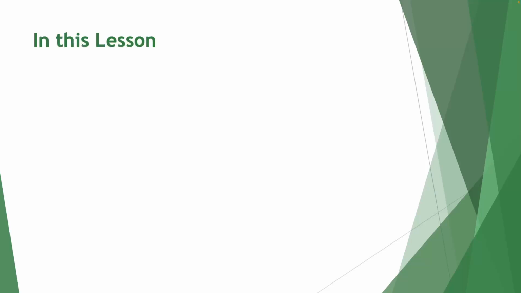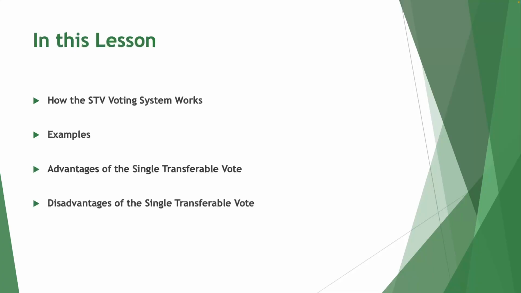This lesson specifically then is going to focus on how the STV voting system works, think about some of the key elements and key features associated with it, before using some examples to try and illustrate the point, and then finally thinking about the advantages and the disadvantages of this electoral system.